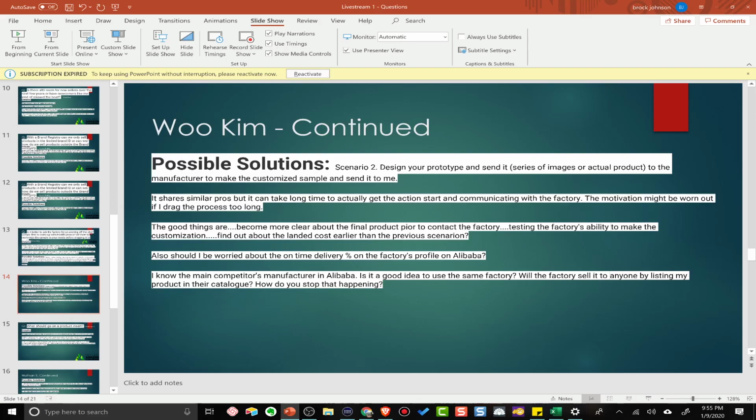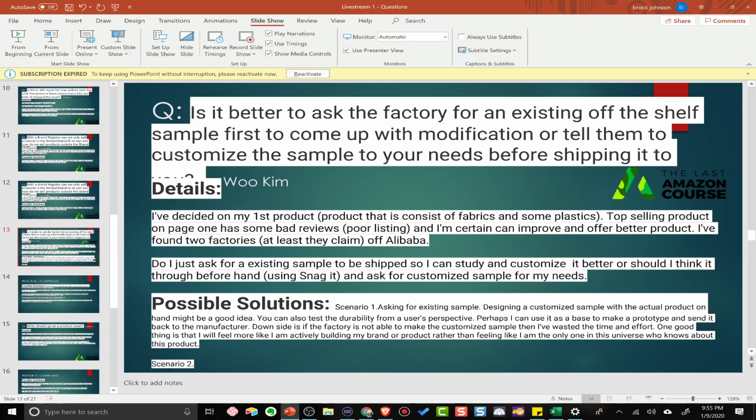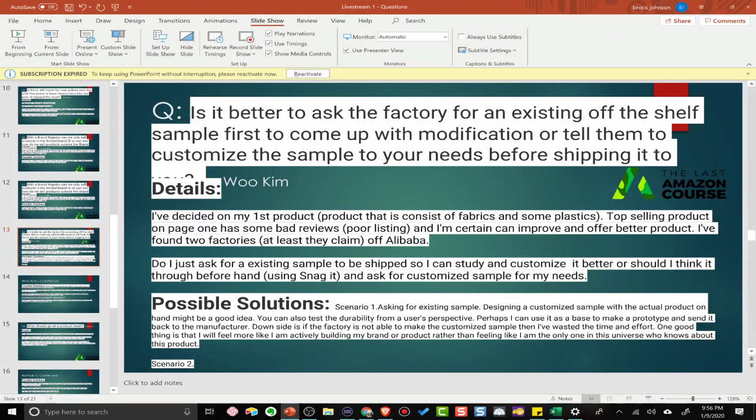Okay, so in the next one, with the solutions, you want to summarize the solutions for me? Yeah, so scenario 1, he's thinking of asking for an existing sample and designing a customized sample of the actual product in hand, or design his own prototype and then send it to the manufacturer. Okay, so basically, okay, I get it.